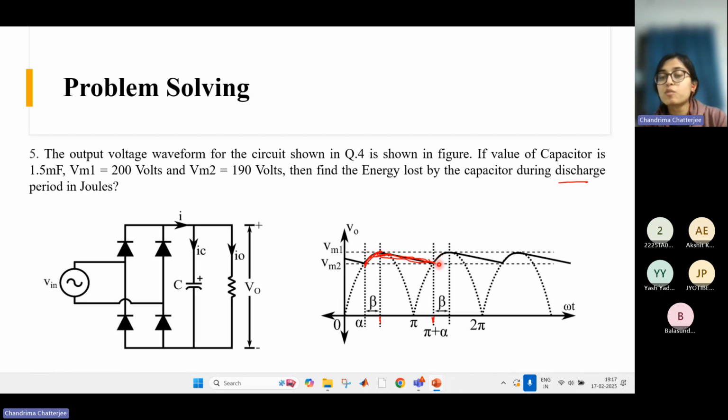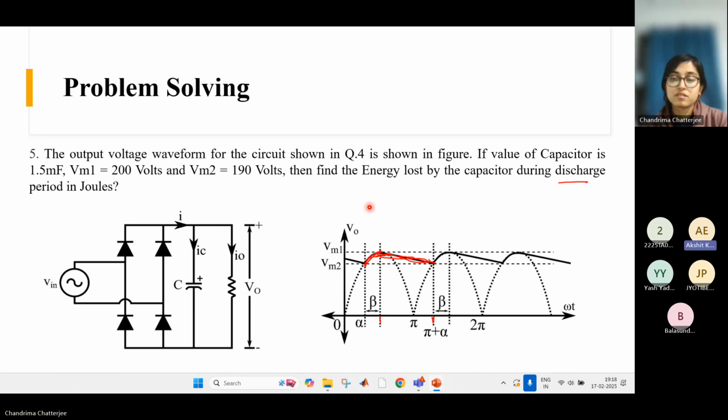So there is some small pulsation in the output voltage. This is charging, and getting to the peak, and again the discharging period starts and it falls to this point. This is the minimum point. This minimum point is VM2, which is 190 volts, right? So we know what is the energy stored in a capacitor at any point of time. That we know, right? What is the energy stored in a capacitor? If the capacitance value is C and the voltage across that capacitor is V, what is the energy stored in a capacitor then?